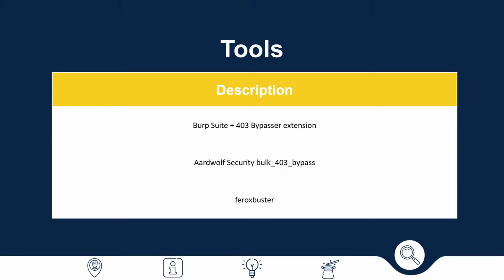Then Wolf Security's bulk 403 bypass is also a tool which we can use. And Feroxbuster is the directory busting tool which I have shown you. Like when I am accessing the upload directory, I'm getting a forbidden error. But when I am accessing the secret file under the upload folder, I can easily access that. So Feroxbuster will find the directories and also the files inside the directories. Feroxbuster is a powerful tool for directory busting.